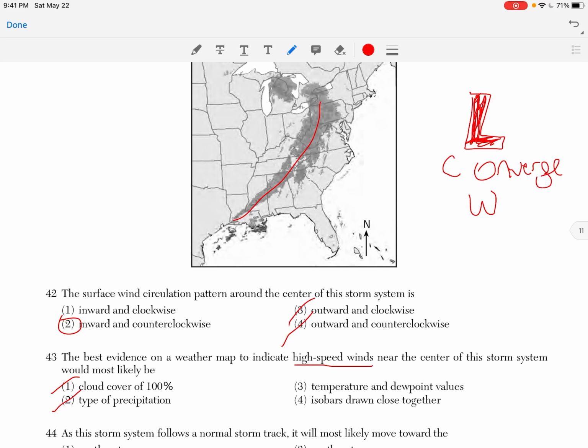No, that would just help us understand humidity. The best answer for this question is number 4. And remember, where the isobars are drawn close together, we have a high pressure gradient. The winds are going to blow really quickly. The air is going to want to move from high to low really quickly across that gradient. And so the isobars drawn close together is the answer.